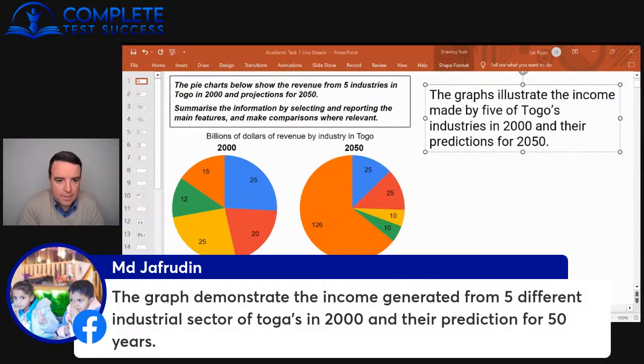So to demonstrate and show, they have the same meaning in some contexts, but not in the context that we're using it here. So the graph shows, or the graph illustrates, the income generated from 5 different industrial sectors in Togo. So you've spelled Togo incorrectly, and it should have a capital T and no apostrophe S, in 2000, and their predictions, plural, for 50 years later.